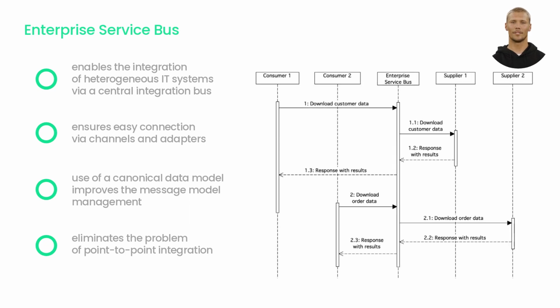The ESB provides services to consumers. In this case, services are available to download customer and order data. Consumers do not need to know the details of the service's operation or IT systems from which the data is collected. The ESB also covers the service's logic. The consumer does not have to implement a complex service logic. The service available on the ESB can be used by other consumers. Using the canonical data model makes it easy to connect and disconnect IT systems. Common ESB implementations are webMethods Integration Server, webMethods ESB, or Mule ESB.